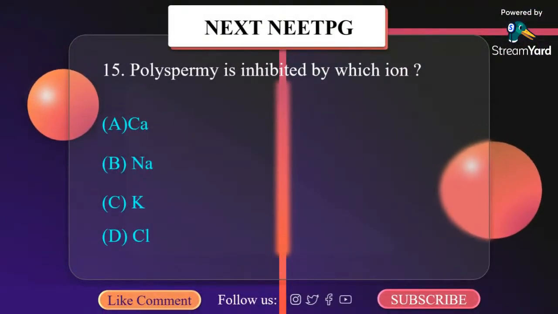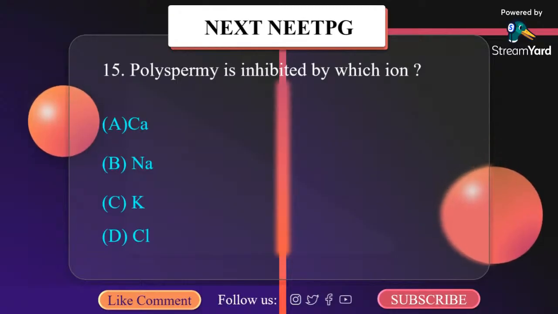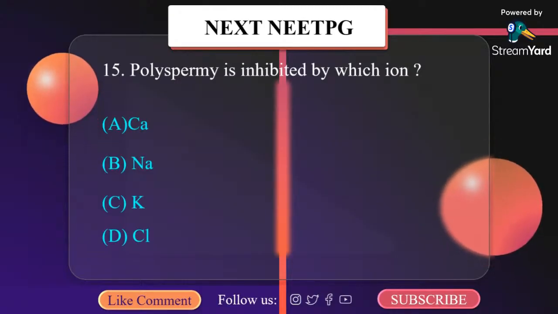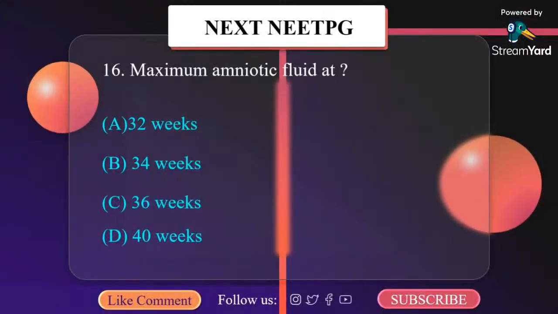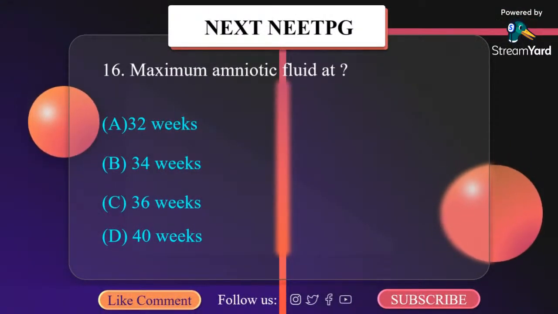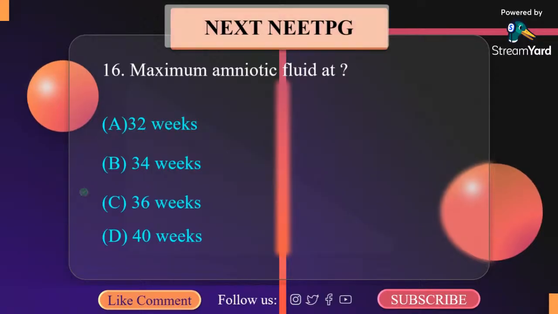Polyspermy is inhibited by which ion? A. Ca, B. Na, C. K, D. Cl. It is Ca. Maximum amniotic fluid is at A. 32 weeks, B. 34 weeks, C. 36 weeks, D. 40 weeks. It is 36 weeks.